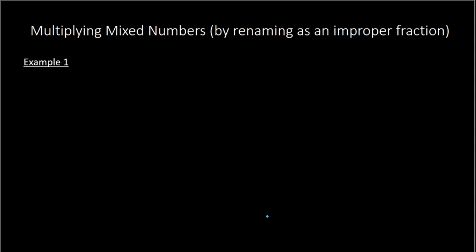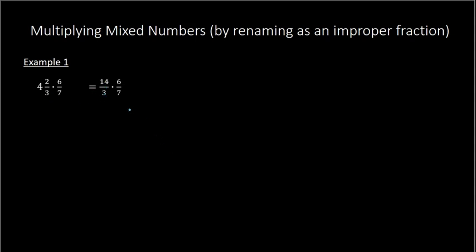So for example 1, we have 4 2/3 times 6/7. Now this lesson requires you to remember how to convert a mixed number to an improper fraction. Remember, we take the 4 times 3 plus 2. That's going to be your numerator. That's the shortcut way. 4 times 3 plus 2 gives you 14 on the top, and then the 3 goes on the bottom. Your denominator stays the same, the numerator is 14.